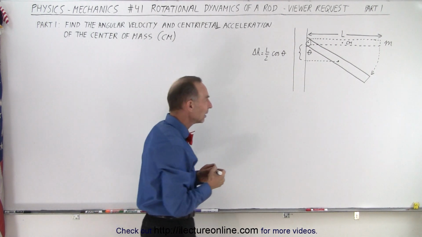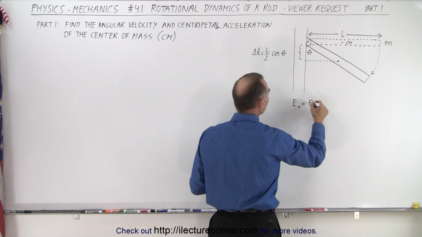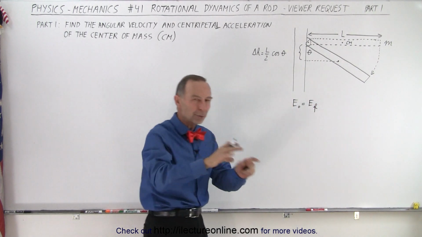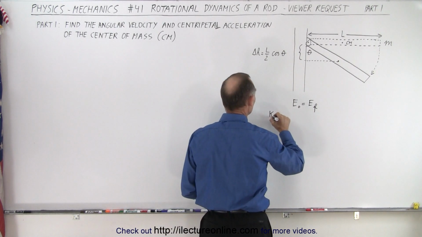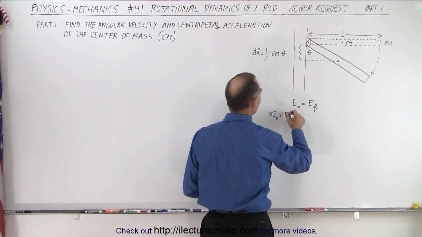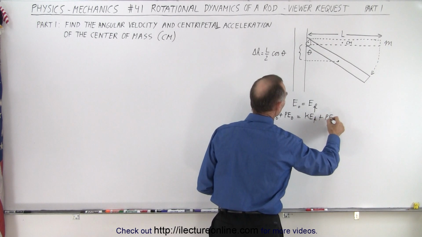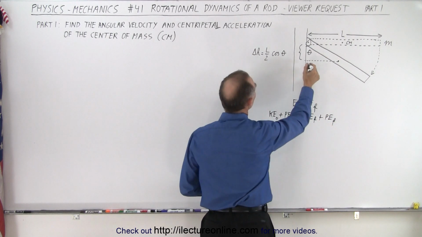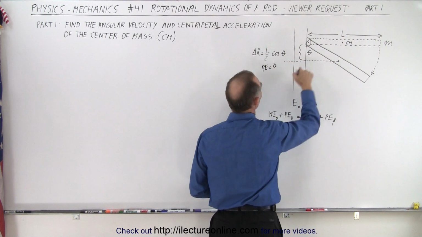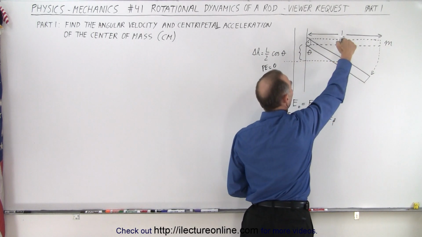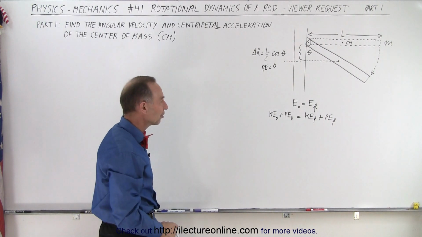The way to do that is to use energy techniques. We can say that energy initial will equal energy final. Since we're not inputting any work and we don't have any friction, we can leave those terms off. So the kinetic energy initial plus the potential energy initial equals the kinetic energy final plus the potential energy final. We're going to call this point right here the potential energy equal to 0 point, so that the center of mass starts at a higher potential energy and ends with 0 potential energy, because that makes the problem a lot easier.